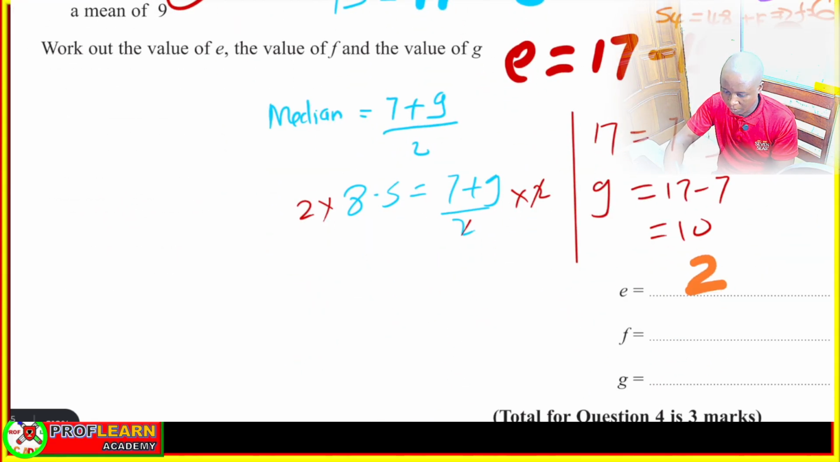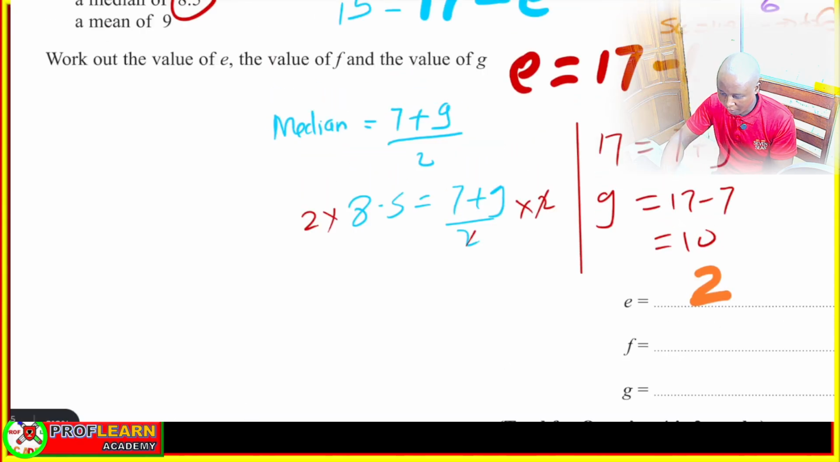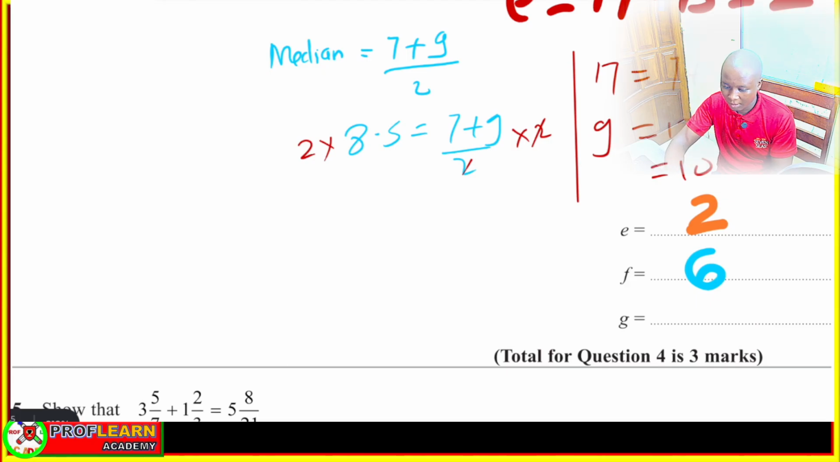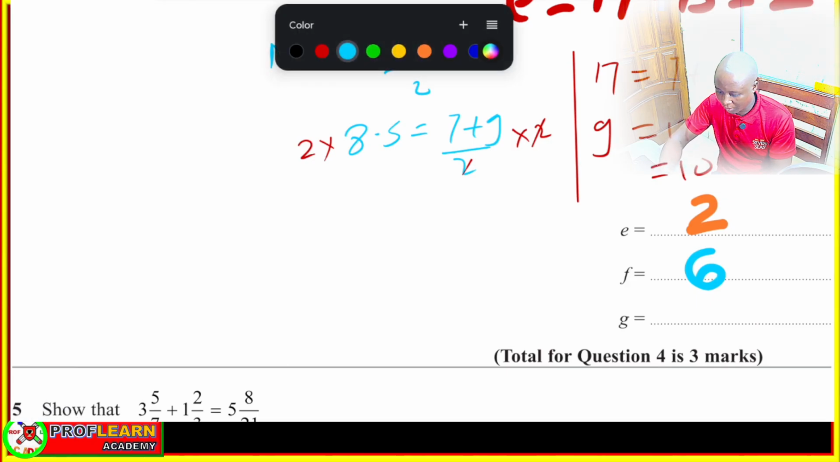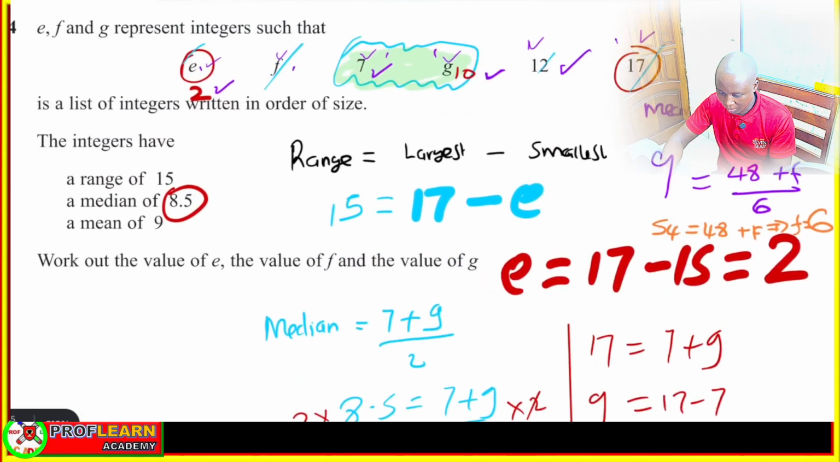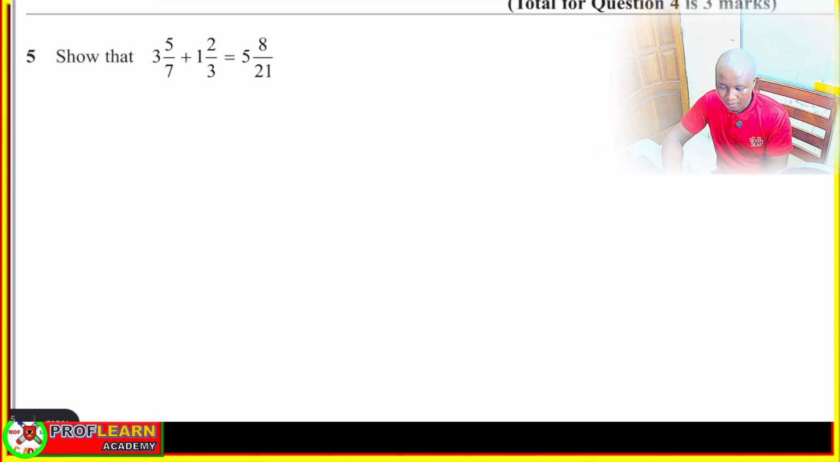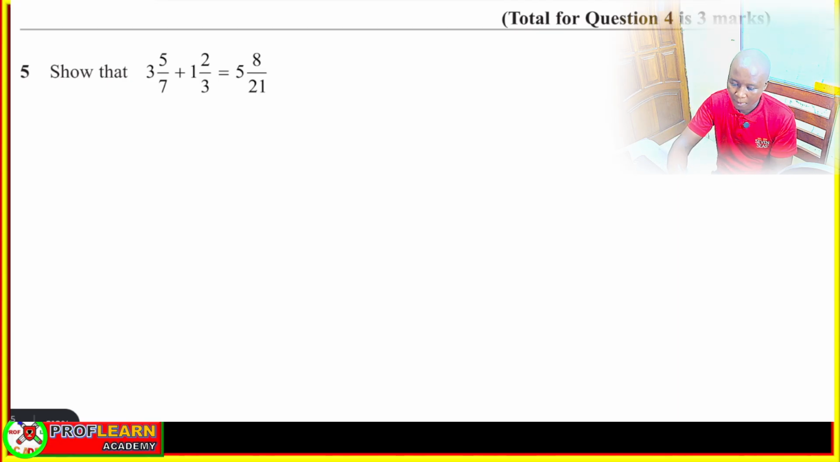Our E was 2. Our F is 6. And our G was our beautiful 10. So that was what we are supposed to have at that point. So basically that's what you're supposed to have in such a scenario. Then if you are also given a question like this, you're told to show that this is this.